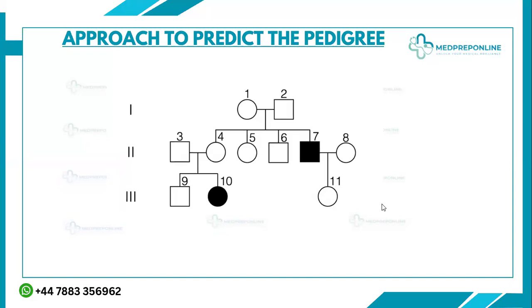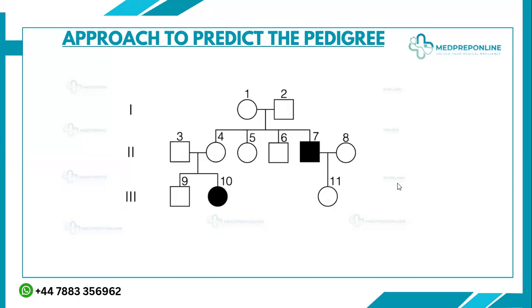Okay. Some say autosomal recessive. Most of them are saying autosomal recessive. Only a few are saying autosomal dominant. Those who are saying autosomal dominant, let me explain. The first step of our approach is to see whether it is dominant or recessive. It's about the skip generation. So we have to see whether there is a skip generation or not.